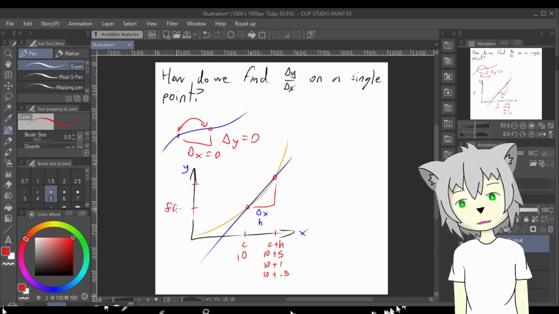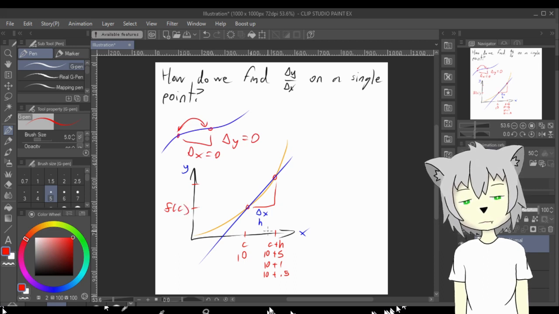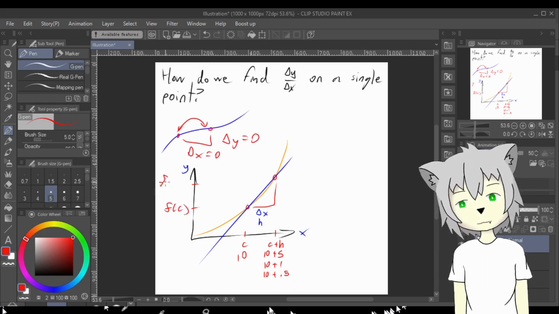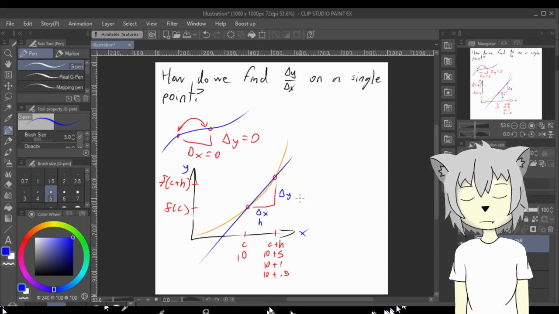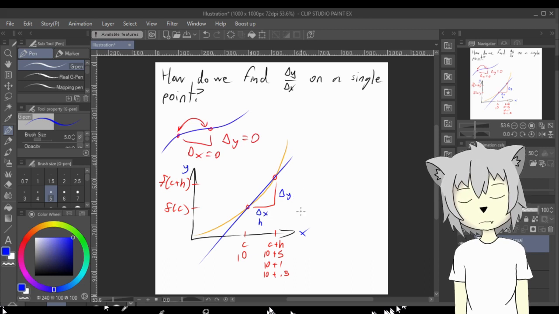And right around here, I guess we can also define this real quickly. So this is basically f of x at c, so f of c, and this is f of c plus h. And that's the change in y. But it doesn't necessarily mean that the change of y is equal to h. That's not how it works.